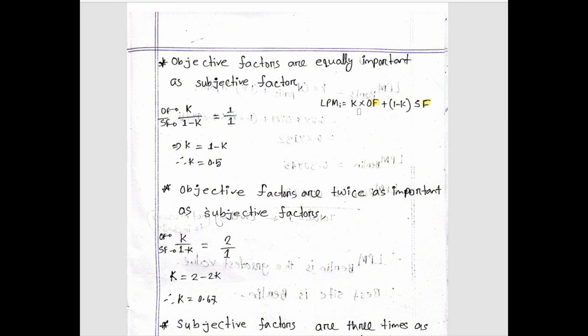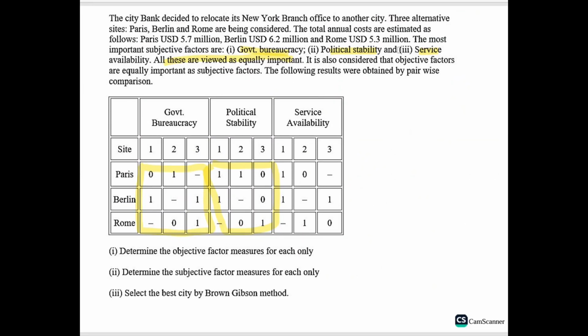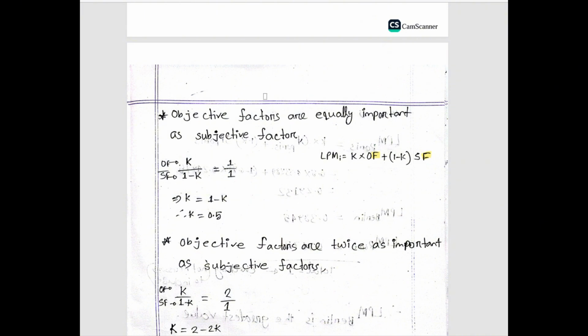Now we need the k value for finding the LPM value. The k value is given in the question, where you see this line: it is also considered that objective factors are equally important as subjective factors. What does that mean? That means k is associated with objective factors. That's why we wrote k times OF. 1 minus k is associated with subjective factors. That's why we wrote 1 minus k times subjective factors.